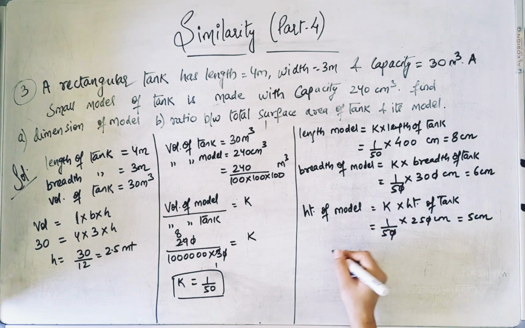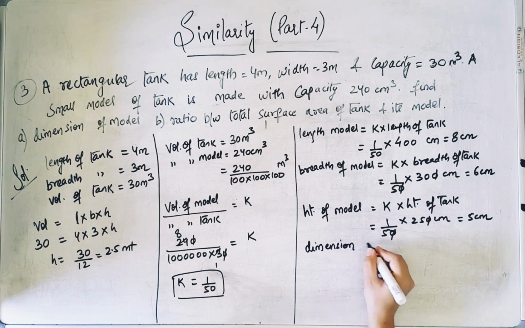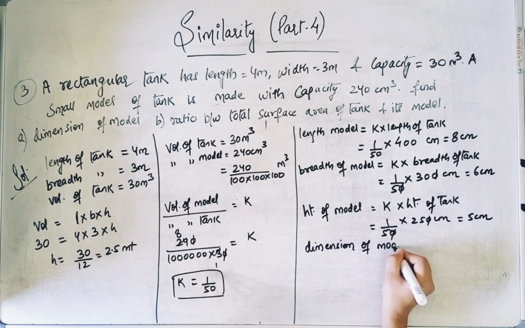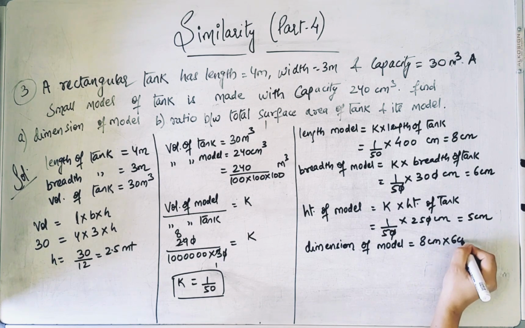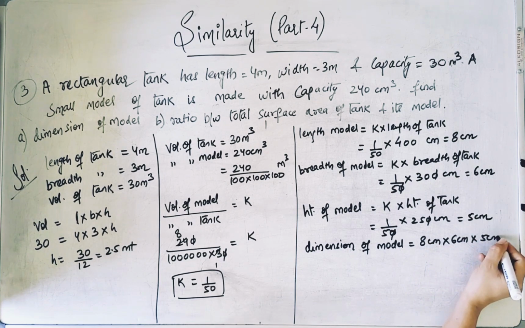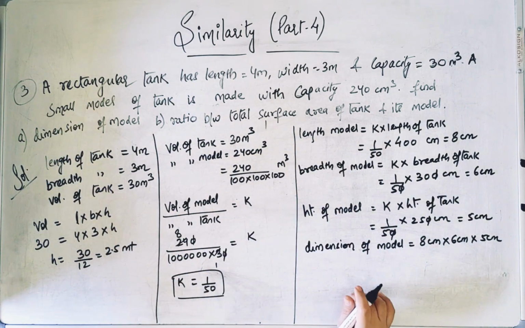So the dimensions are what? Dimensions of model. Model के dimensions क्या हुए? 8 centimeter into 6 centimeter into 5 centimeter. They have told small model. तो small model के small dimensions.